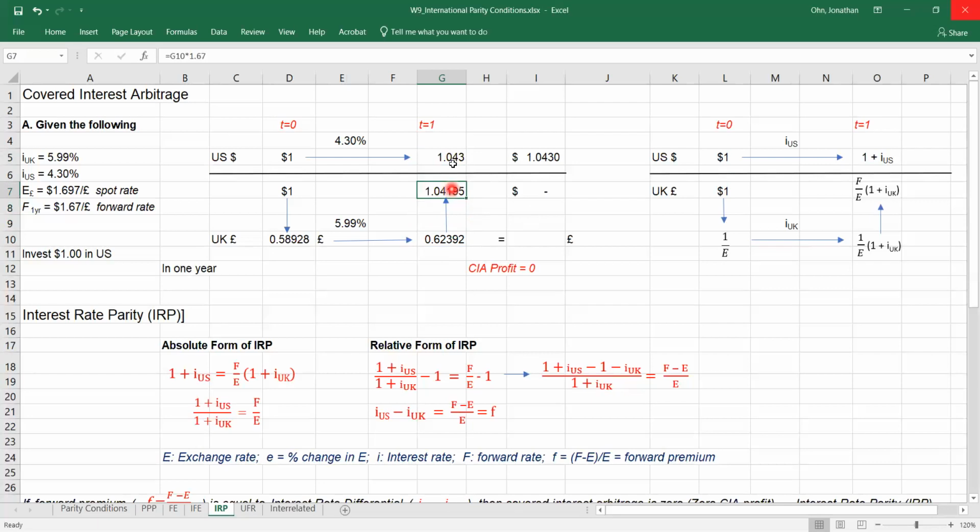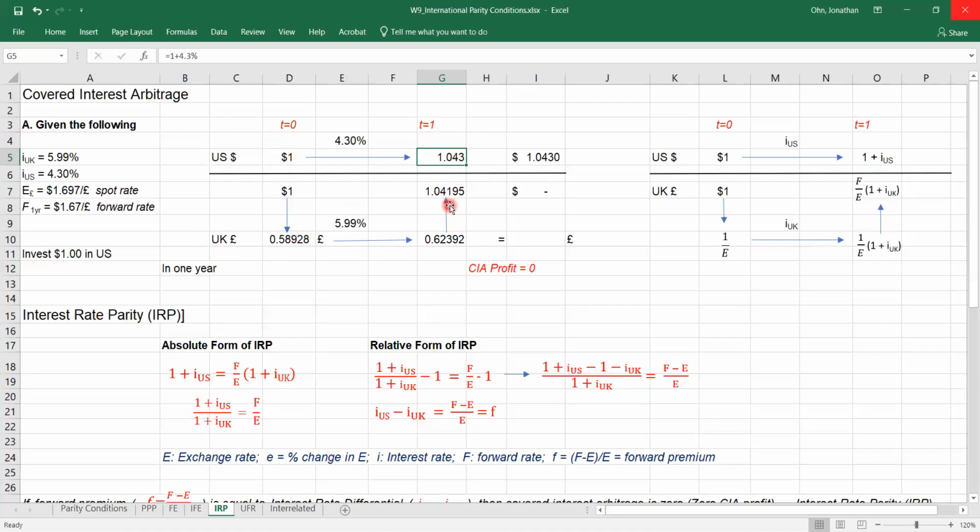These two are not equal. These two are not equal. In this case, US is more in favor of... here you say covered interest arbitrage is in favor of, in this case, UK investors. In favor of the US, that means in favor of UK investors, because they move their capital to the US and enjoy higher profit. So they are not at interest rate parity.